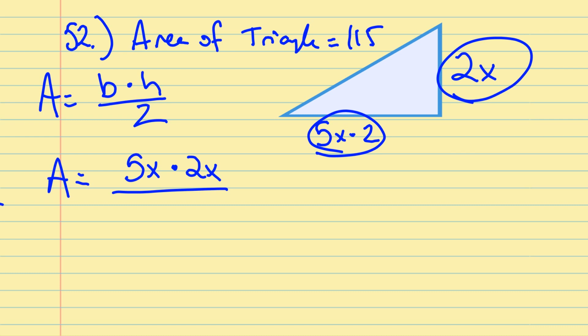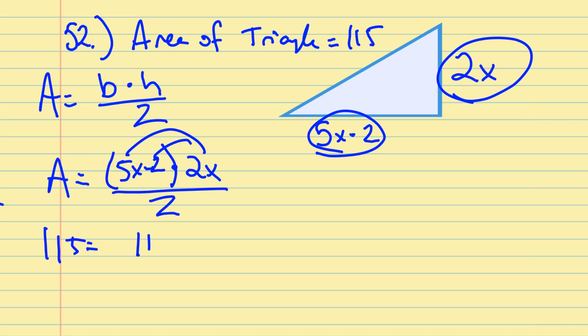It is not 5x plus 2, it is 5x minus 2. That changes everything. So 2x goes to both. So I get 115 is equal to 10x squared minus 4x all over 2. 2 can go to both of them.